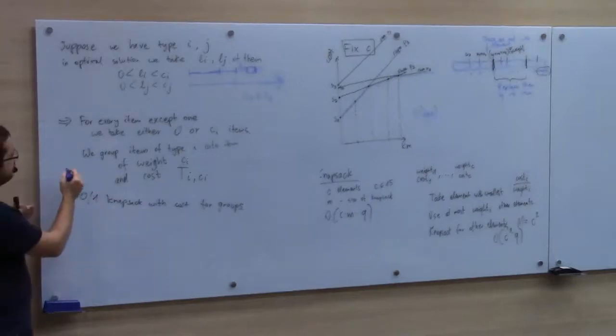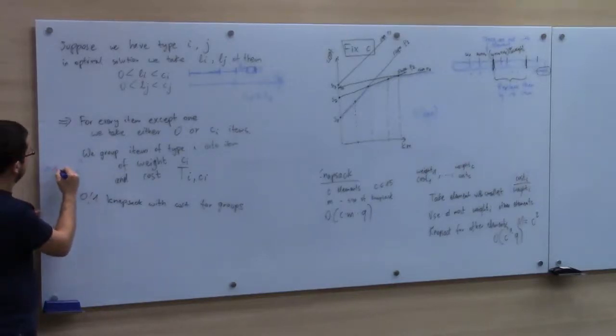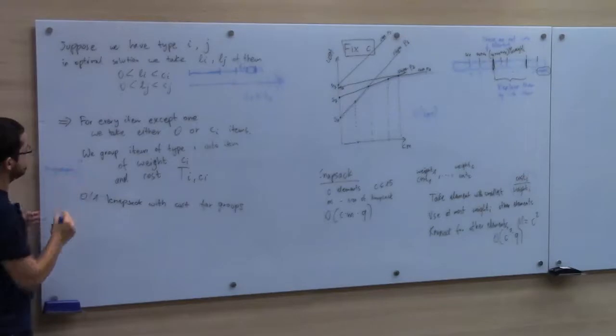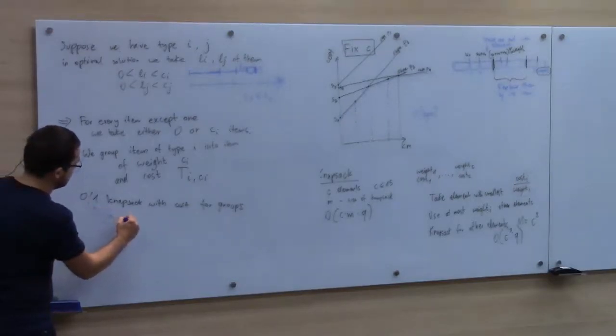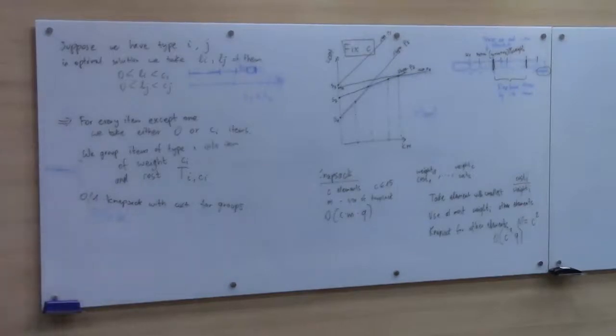How many groups do we have? We have n groups because we have n types of items, and actually the size of our knapsack does not change. It's still m. So we will have time O of n times m for calculating this knapsack.